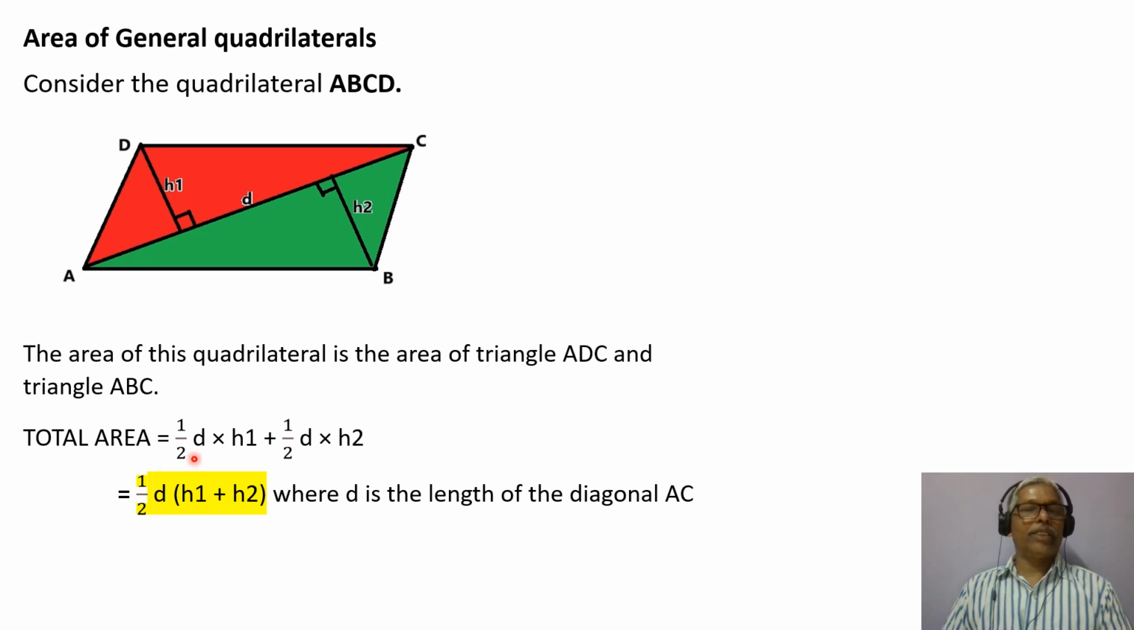So total area is, ADC is half d into h1. This is base, plus half d into h2. Okay. Now taking half d common, we are left with h1 plus h2, where d is the length of the diagonal AC. Okay, got it? So this is the area of quadrilateral. Okay, move ahead.